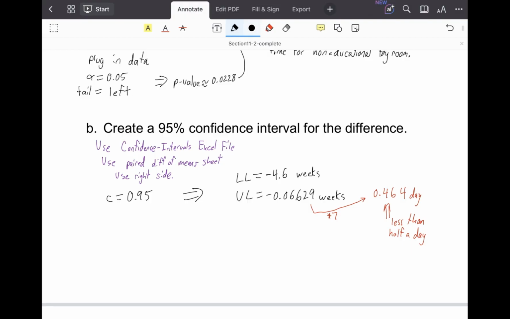Now, which one would be better for advertising? Well, this one, right? This one would be way better for advertising. We'd say, oh, educational toys can make your child read faster up to 4.5 weeks, or however they would want to advertise it. And very often that's what they'll do.